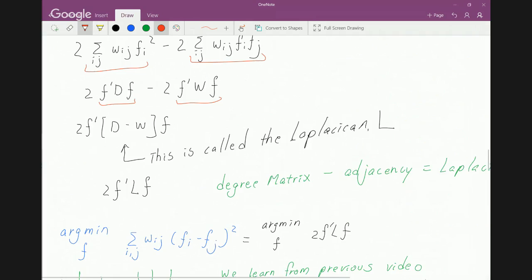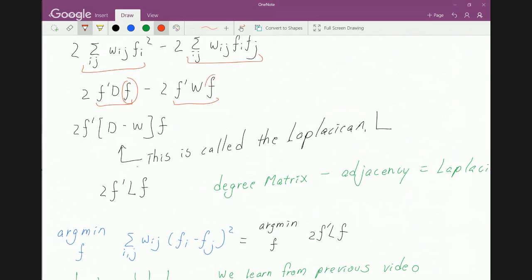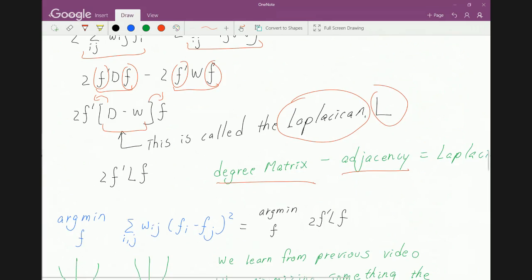Okay, now this F and this F is the same, so we can move it outside. This F transpose is also the same. We can move that outside. And this right here is the degree matrix minus the adjacency matrix. There's a special name for this, and it is called the Laplacian. We call it L. Laplacian L. So now we basically simplify this down to this, F transpose times Laplacian times F.